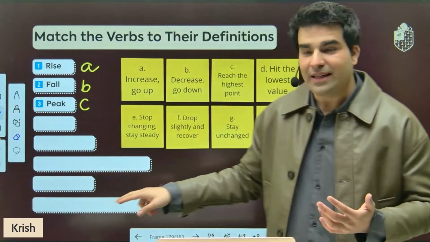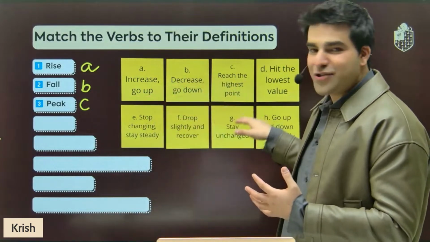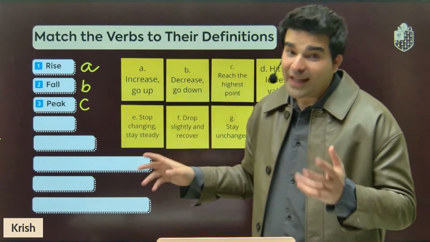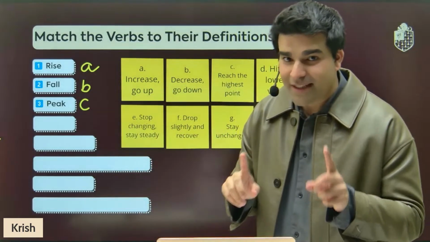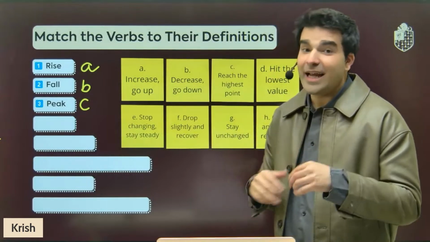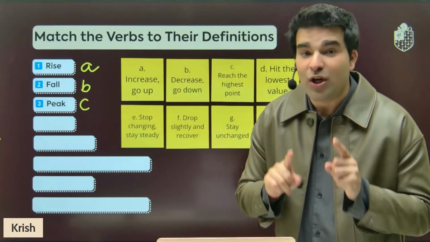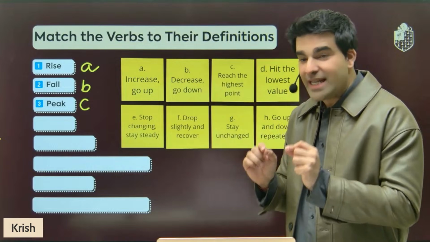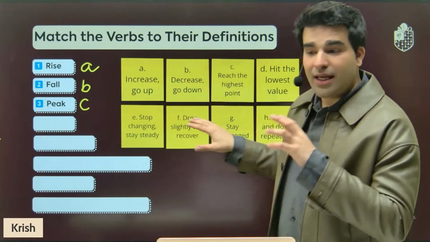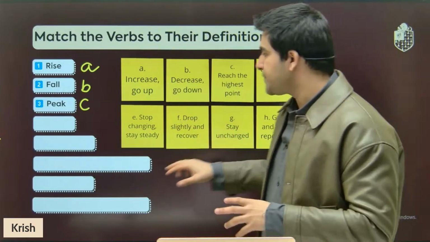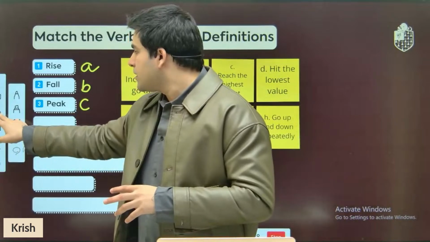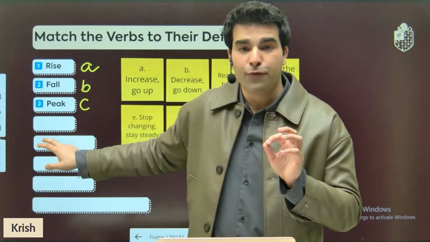Now, some people must be like, everything's sort of matching in the same order. Well, let's find out. Don't be super confident just yet. All right? It may be true. It may not be true. You still have to read the descriptions in the yellow post-its. Now let's have a look at number 4.